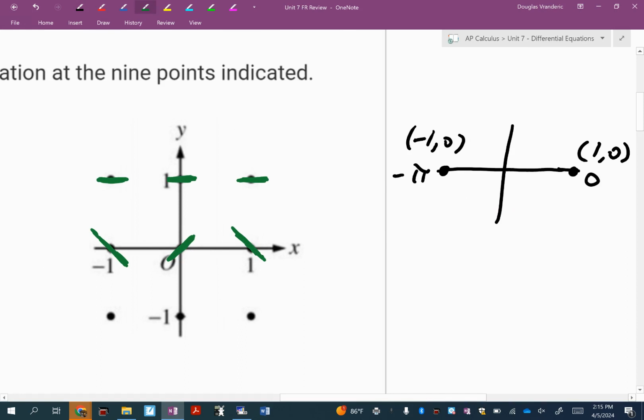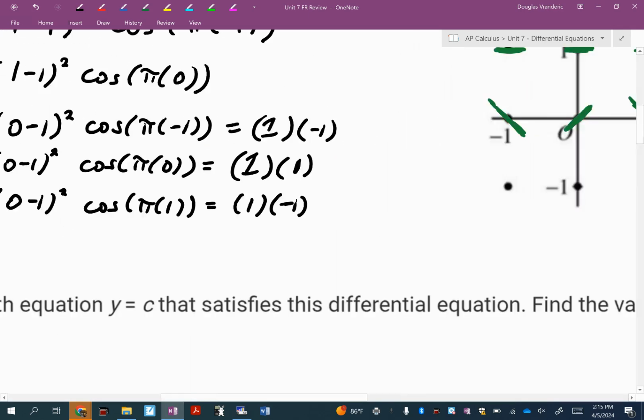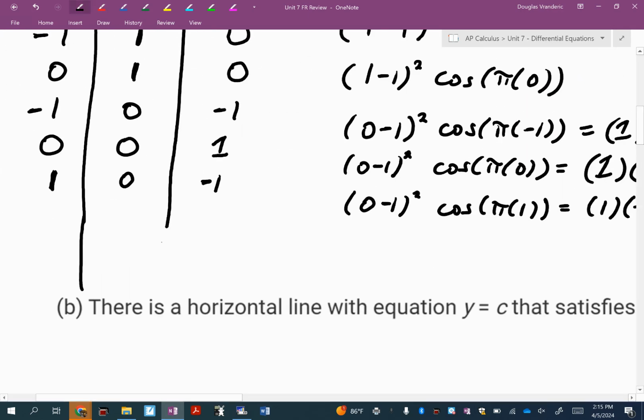Okay, how are we doing so far? Two-thirds of the way down? I ran out of space. Okay. Sounds like a personal problem.